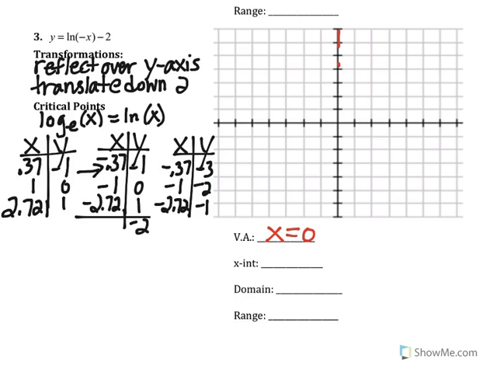Put on our asymptote line. Again, it's hard to draw it when it's right on there, so you can do that either a little bit to the left or a little to the right. -0.37, -3. Again, that's the estimate. -1, -2, and then -2.72, -1. Again, an estimate point. Get that close to the axis, and then going straight away.